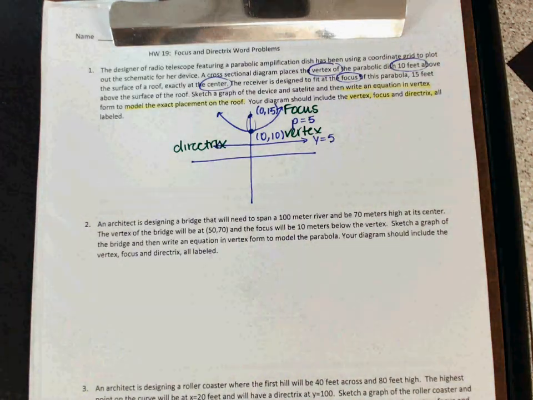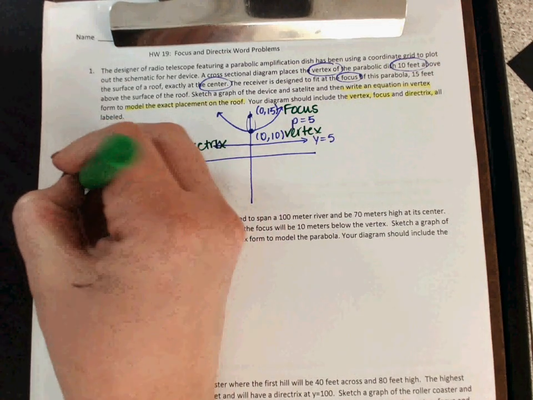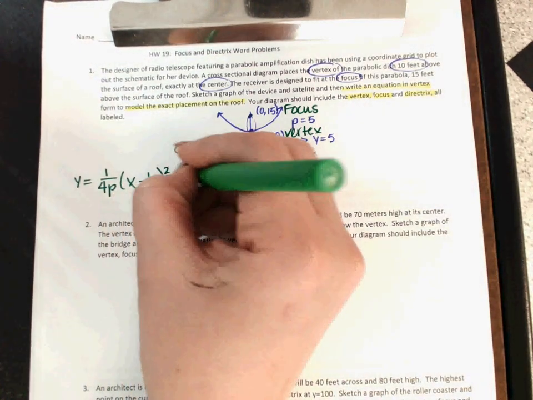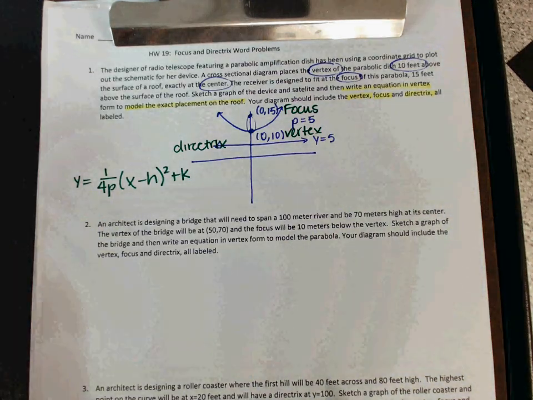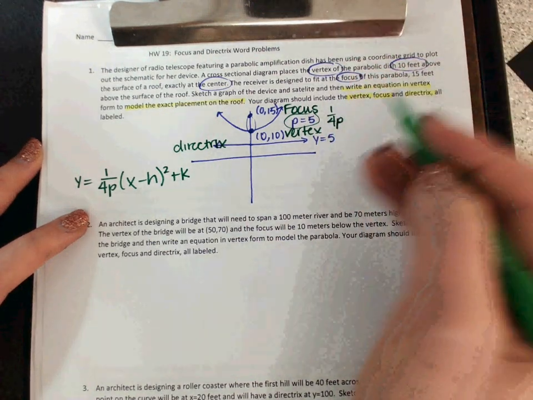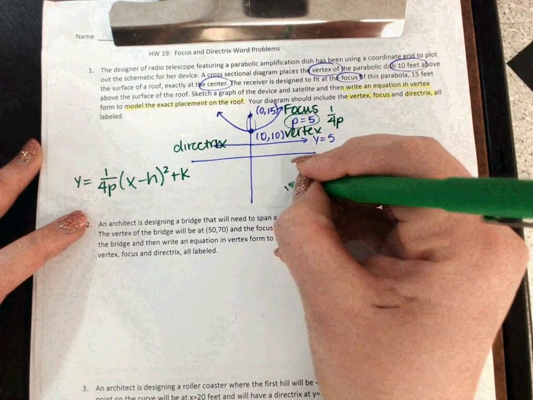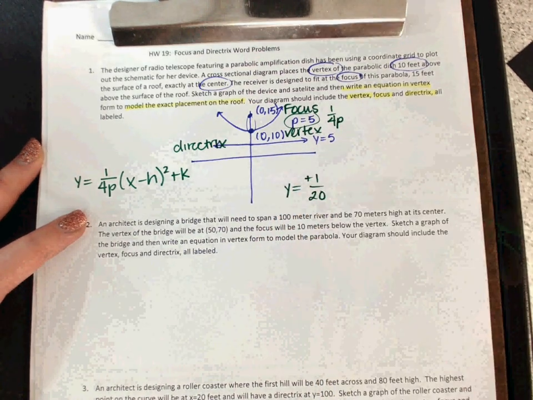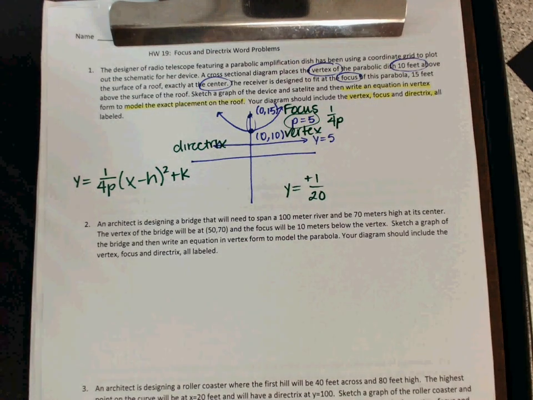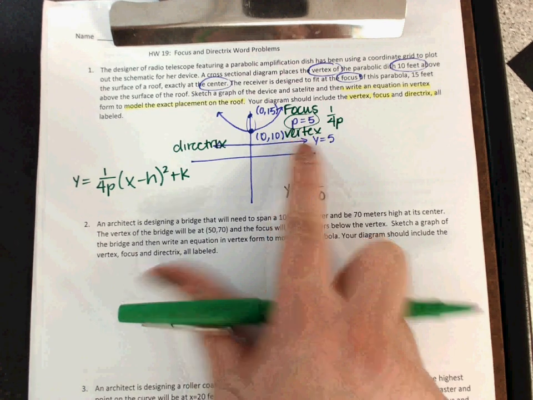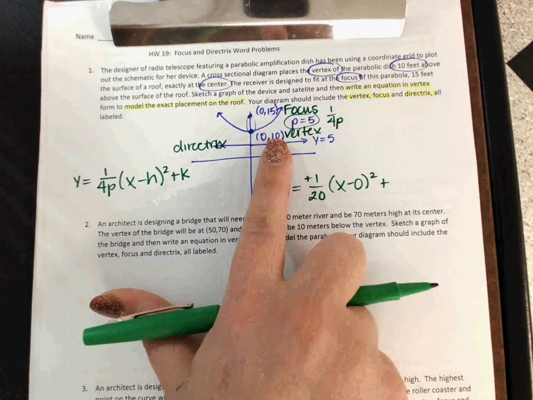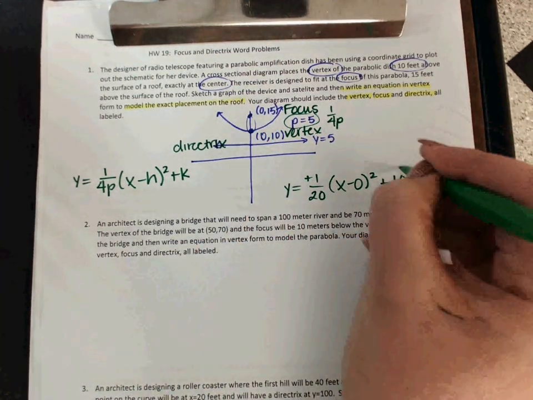Then because this parabola opens up, we're going to do this formula, y equals 1 over 4p times (x minus h) squared plus k. And then remember that if my p is a 5, right here, then 1 over 4p would be 1 over 4 times 5, which is 1 over 20. Also, I know that's a positive 1 over 20 because my satellite opens up. Then for my x value, remember I need my vertex point, so I'd put x minus 0, squared, plus, and then my vertex was at 10. So that would be your equation.